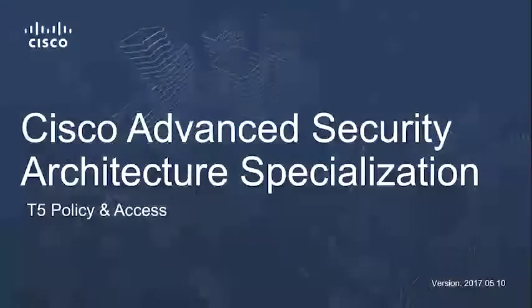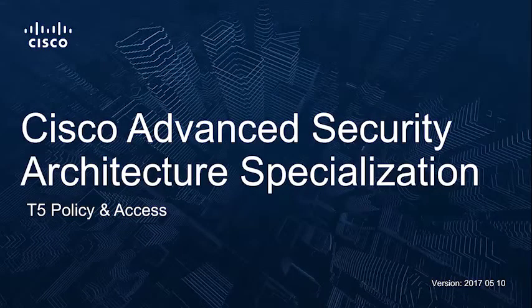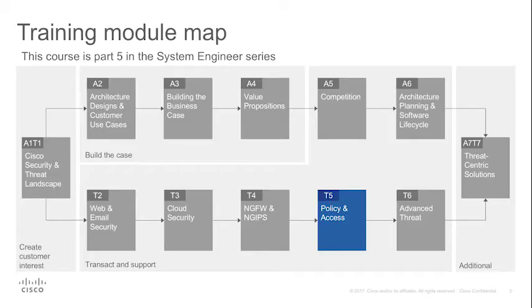Welcome to the Cisco Advanced Security Architecture Specialization Training, T5, Policy and Access. This is Module 5 of Cisco Advanced Security Architecture Specialization Training for System Engineers. Before beginning this module, please make sure that you've completed A1 T1, T2, T3, and T4, which provide foundational information.